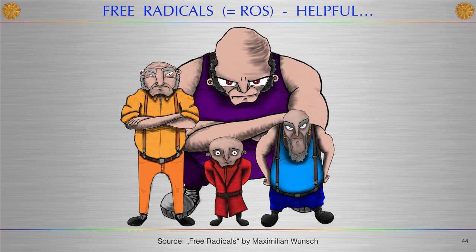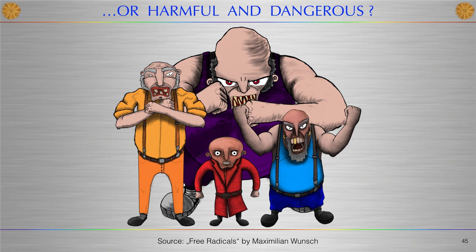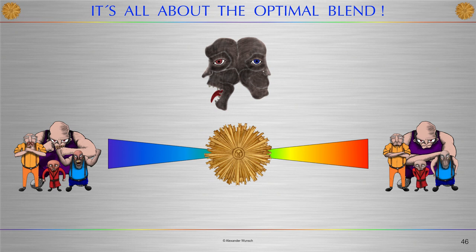When they exceed the healthy concentration, they become nasty. They are harmful and dangerous. If the concentration gets too high, they turn into radical hooligans. Any idea what class of molecules helps against free radicals? Antioxidants. Right.